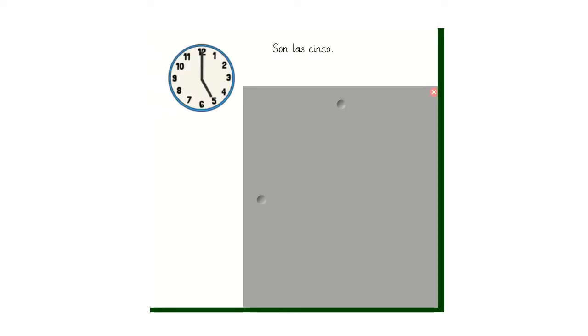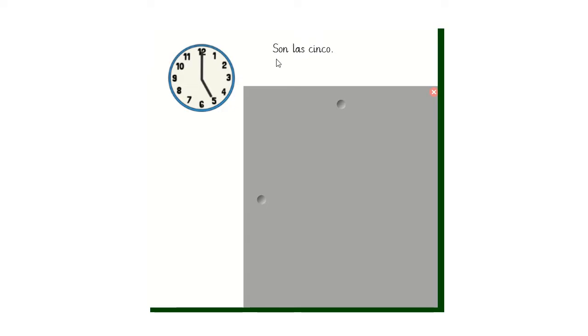Okay, let's start then. First of all, you need to be quite confident in telling the time in English to be able to do it in Spanish as well. So look at the clock. What time is it in English first? Correct, it is 5 o'clock. To say that in Spanish, we say son las cinco. You have a go. Son las cinco.